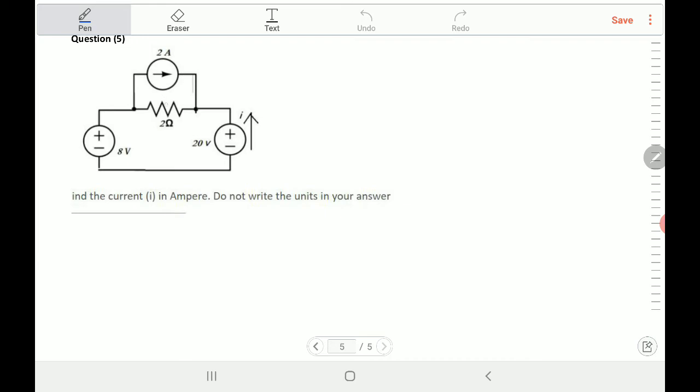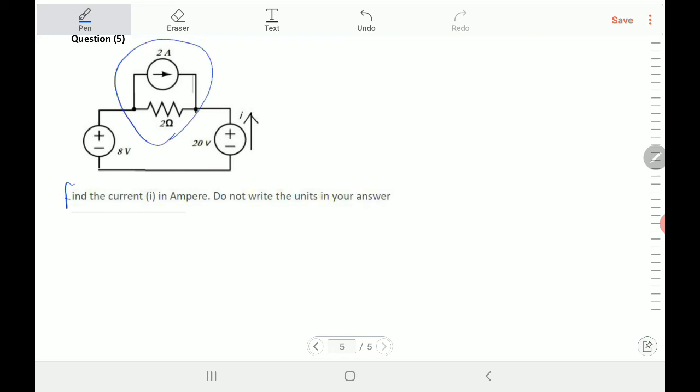It's giving a current source of 2 amp in parallel with 2 ohm, a 20 volt voltage source, and 8 volt. The question is to find the current I. This is the current I in amp. Do not write the units in. Okay, how to find the current I? Well, this question will be easier if it's solved by source transformation.